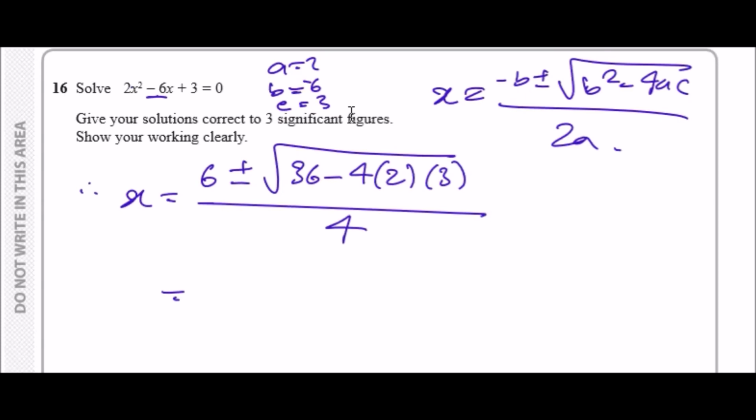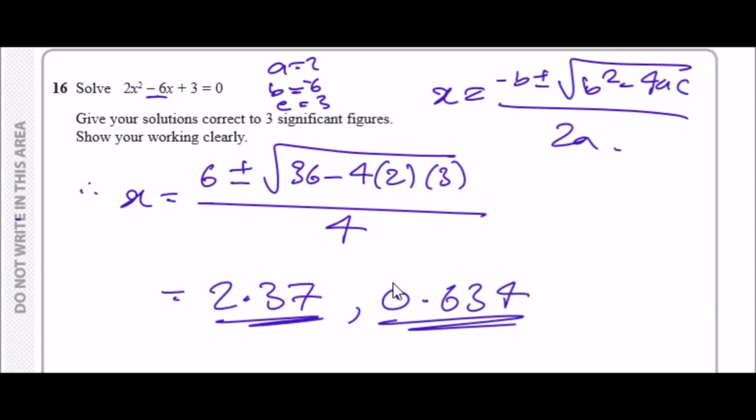So 6 plus the square root. First you do the plus answer. I'm going to do 6 plus first. 36 minus 4 times 2 times 3. This is an easy mark, so we have to make sure we get this, even me myself. So my first solution using the plus one is 2.37, so round it properly here. And then the negative part is 0.634. Again, make sure you round the last term properly. And that's it. You have to make sure you get these marks, guys.